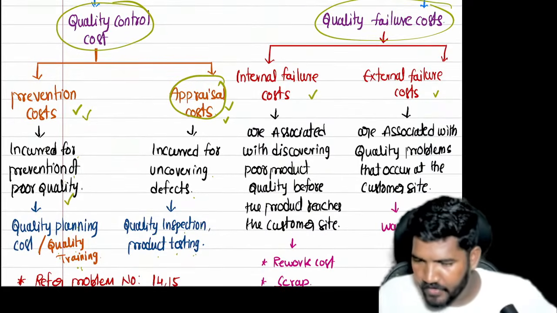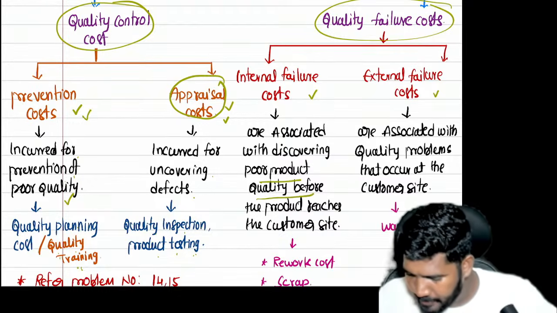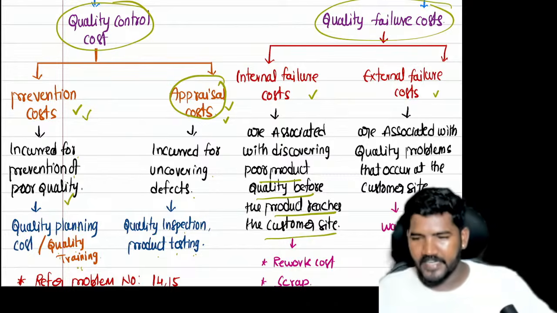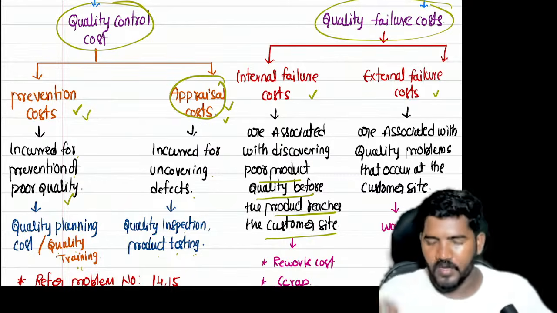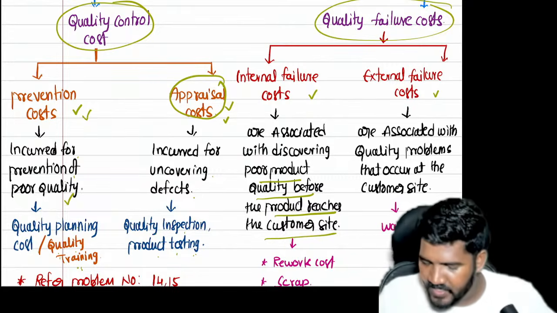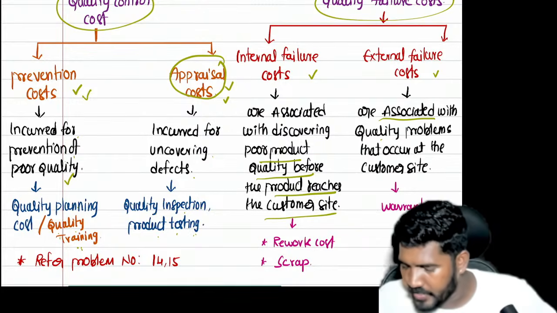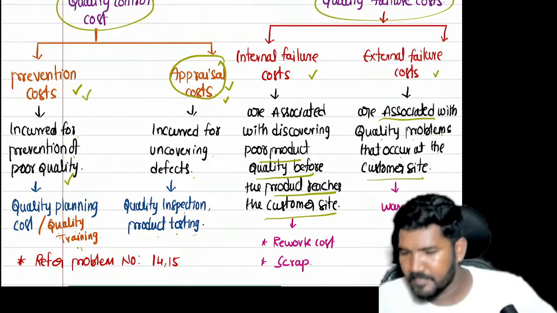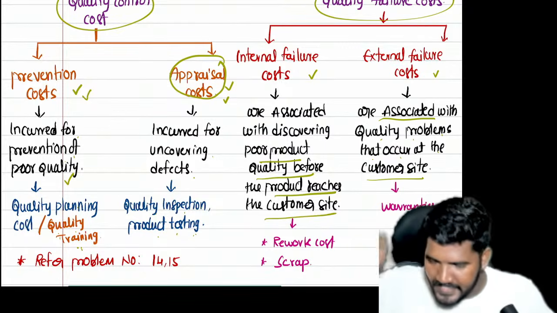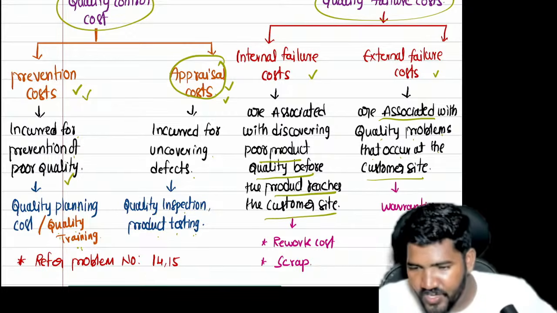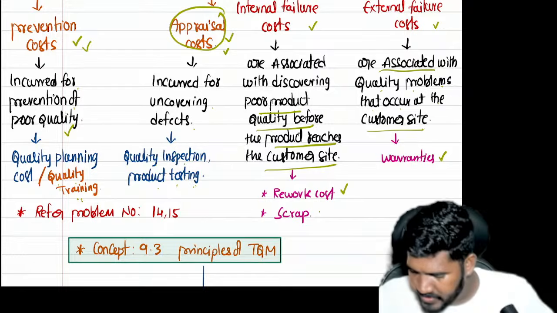Internal failure costs are associated with discovering poor product and quality before the product reaches the customer site. So before it reaches the customer site, the costs you incur within your company or plant are called internal failure cost. External failure costs are associated with quality problems that occur at the customer site. If any quality issue happens at the customer side, that is called external failure cost. Examples: warranties, rework cost, scrap.